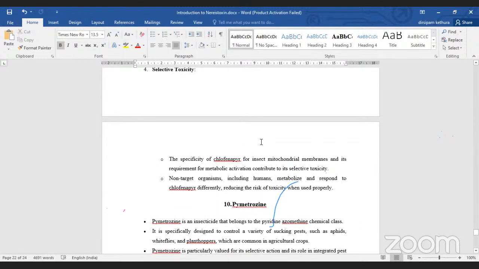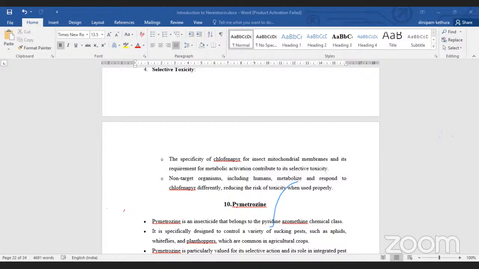Coming to the selective toxicity, the specificity of chlorfenapyr for insect mitochondrial membranes and its requirement for metabolite activation contributes to its selective toxicity. Non-target organisms, including humans, metabolize and respond to chlorfenapyr differently, reducing the risk of toxicity when used properly. This is about chlorfenapyr. Under this, we have studied what exactly it is, what is the structure, and the mode of action.